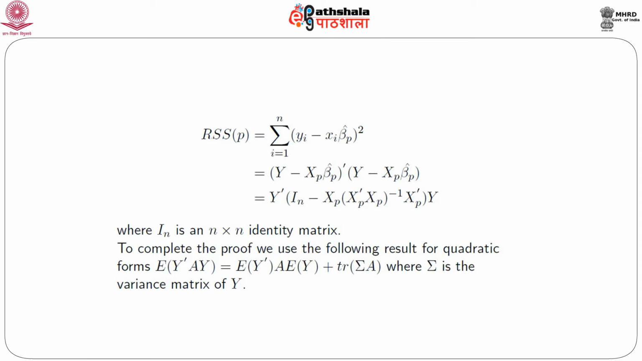Now, to complete this proof, we use the following result from quadratic forms. We know that expectation of y prime A y equals expectation of y prime times A times expectation of y plus trace of sigma A, where sigma is the variance matrix of y.